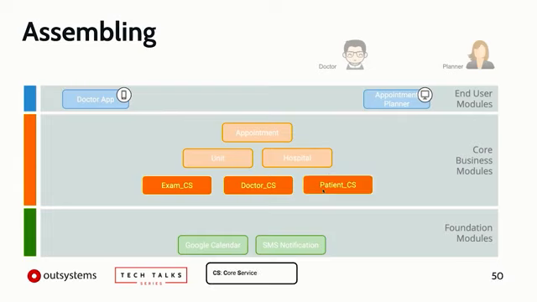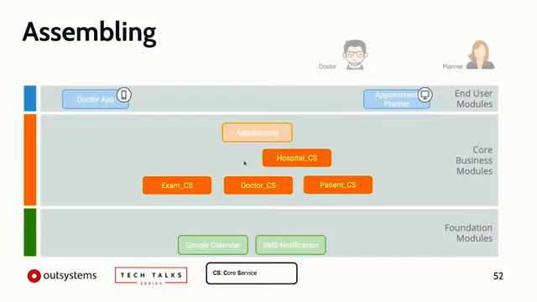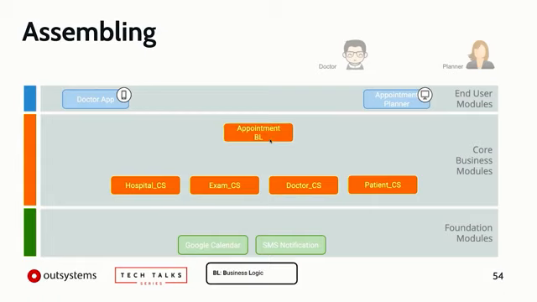Here's an example where we are going to merge two concepts into a single module. Units are related to hospitals, and it makes no sense to deal with units without hospitals, so this will become the hospital core service. Appointment becomes a business logic module, orchestrating the core service below it.